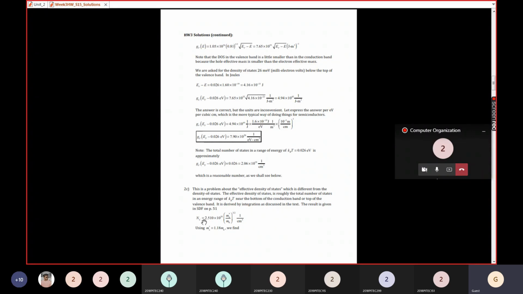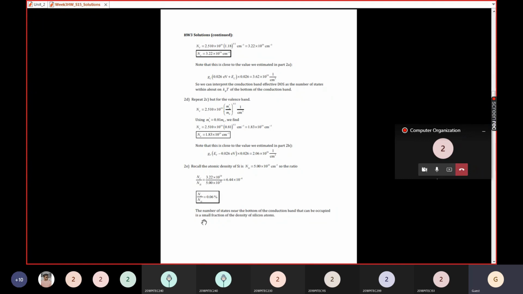So the formula for finding the effective density is 2.5 into 10 power 19 into Mn divided by m naught power 3 by 2, which is represented in centimeter cube. They have given you the value of Mn also. Mn is 1.18 into m naught, so automatically m naught and m naught will get cancelled. You have to calculate 1.18 power 3 by 2 and multiply with 2.5 into 10 power 19. There you will get your effective density of states. Now you have found NC.